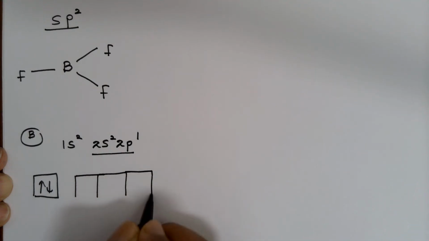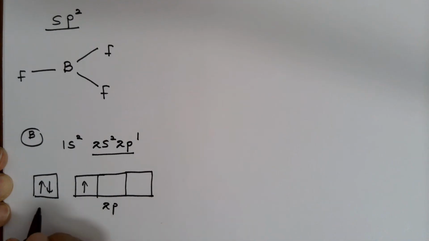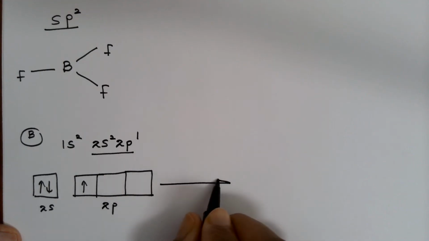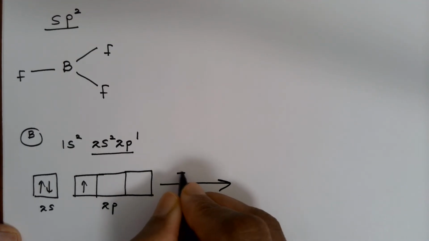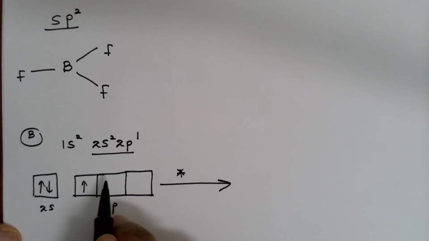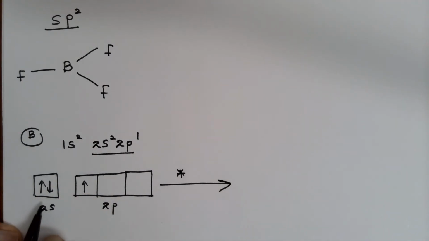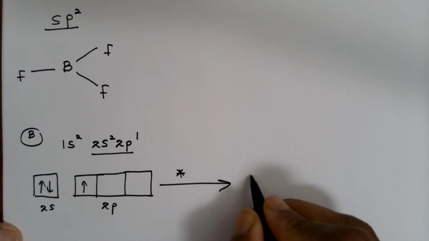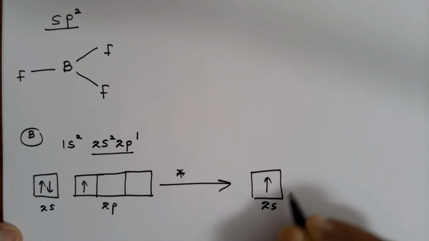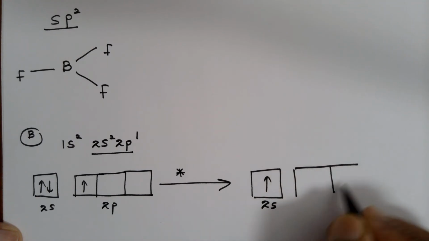Only one p orbital is occupied here. The other two are empty. That is the valence shell. So our next step is electron promotion. I will indicate it with a star, which means the electron promotion. The lowest energy occupied electron is promoted to the next highest level. That means one of the 2s electrons is promoted to one of the empty p levels.